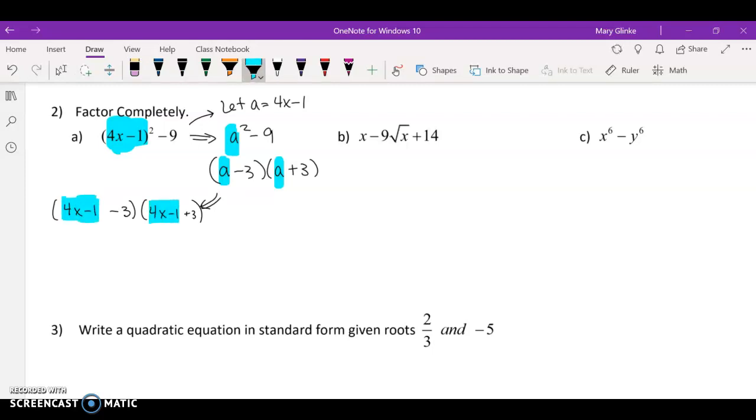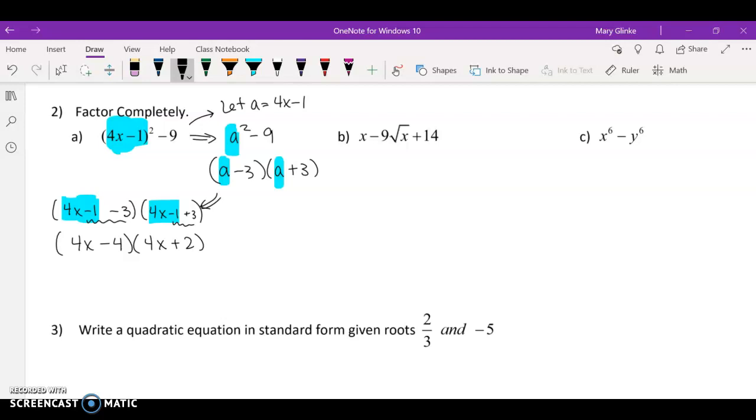Notice, we're still doing the difference of two squares. We're square rooting the first term, we're square rooting the last term, and we're writing one with a plus and one with a minus. It's just that the first term is a binomial. Because now, in order to factor or simplify this, we have to continue on with our parentheses. So I have 4x minus 4 when I combine like terms, and then 4x plus 2.